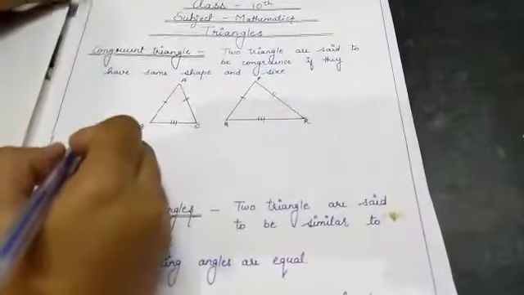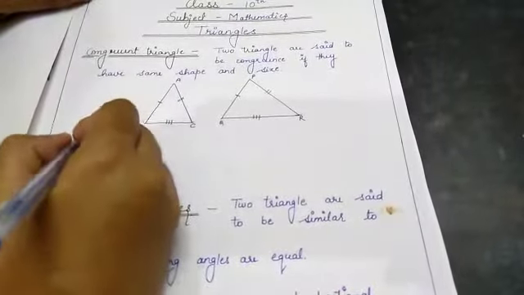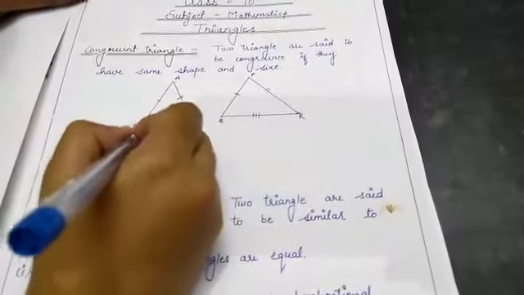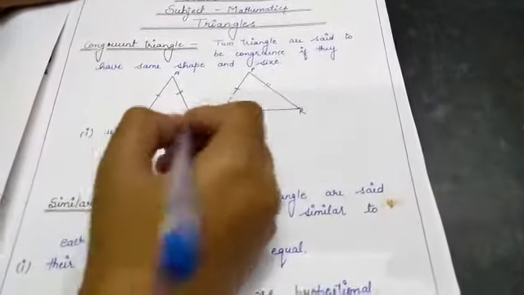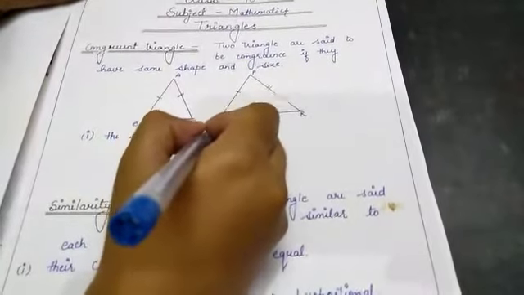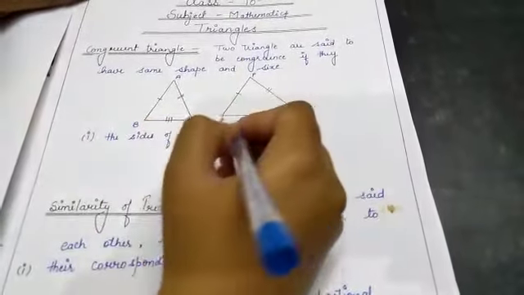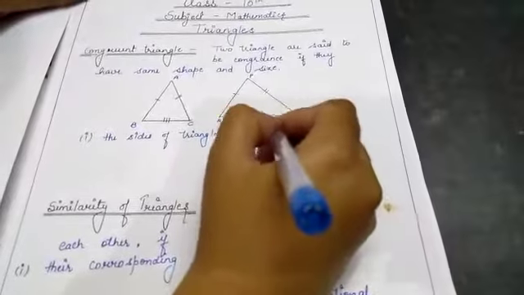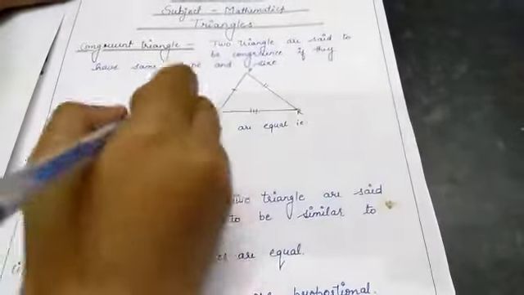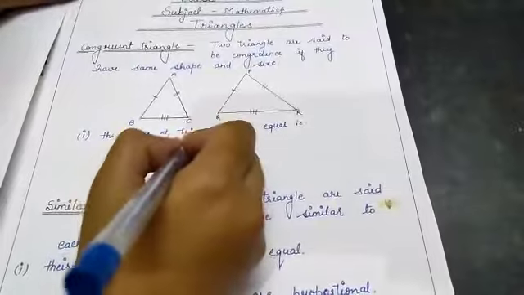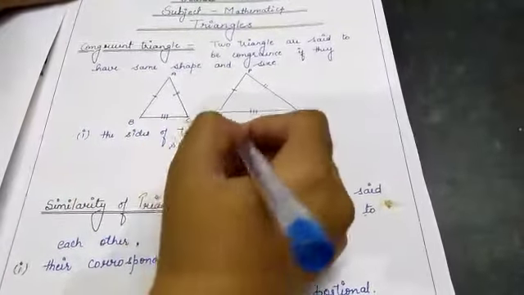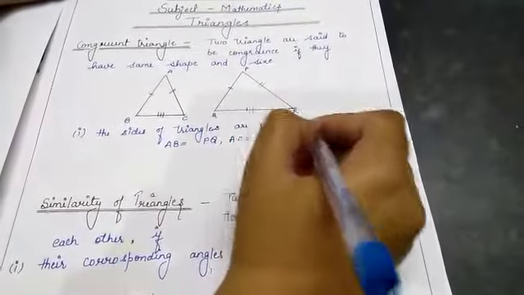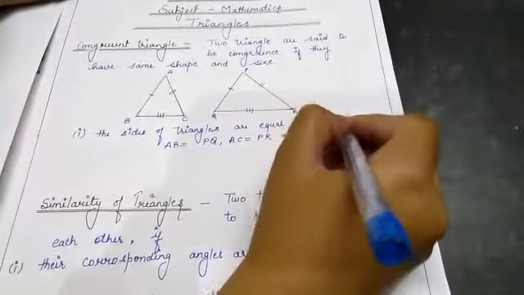So the first condition is the sides of the triangles are equal. That is, side AB equals PQ, AC equals PR, and the third side BC equals QR.